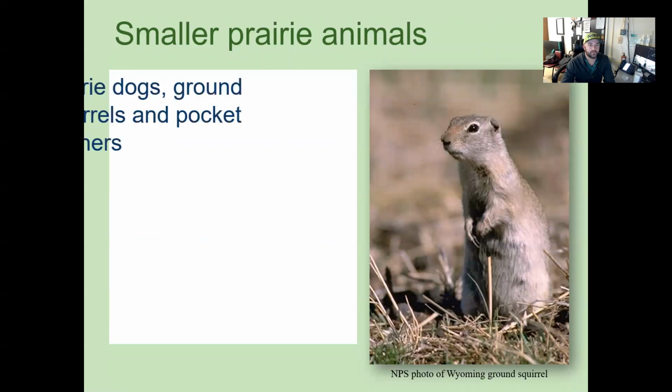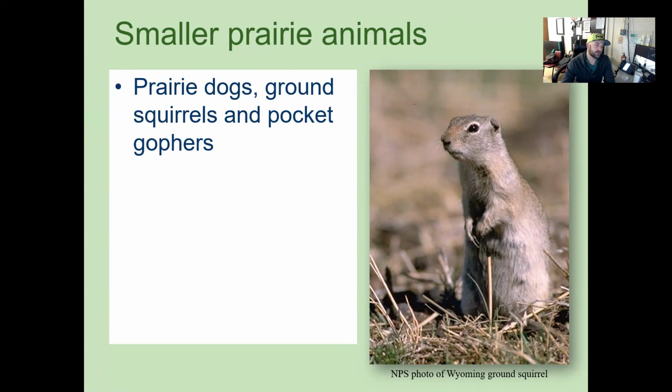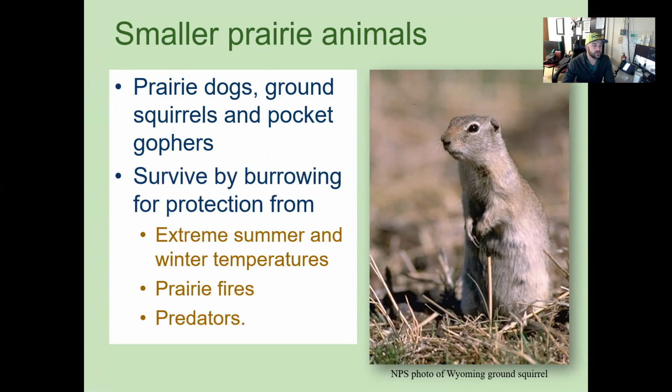And then some of your smaller prairie animals: prairie dogs, ground squirrels, and pocket gophers. They survive by burrowing for protection from extreme summer and winter temperatures, prairie fires, and some of those predators.